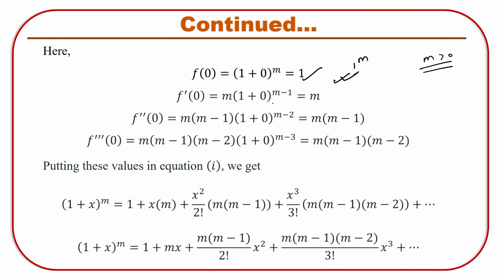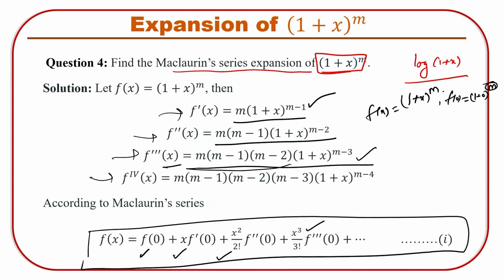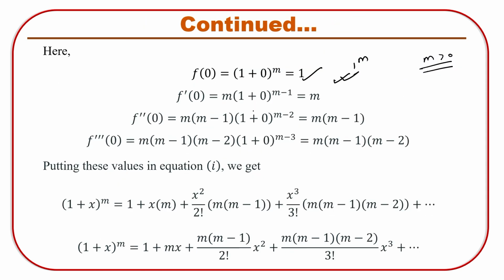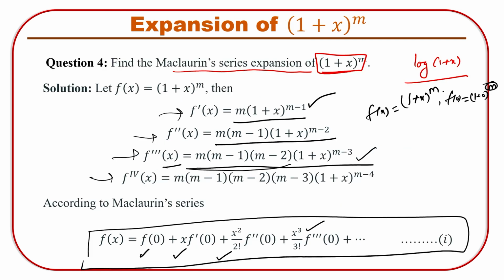F dash of 0, as you can see here, is m into 1 plus x to the power m minus 1, putting the value in place of x as 0. So, this will give you m. Similarly, f double dash is m into m minus 1 into 1 plus x to the power m minus 2, that will give you the constant. So, as you can see here, only the constant will play a vital role. So, this constant, this constant, this constant factor of the derivative.